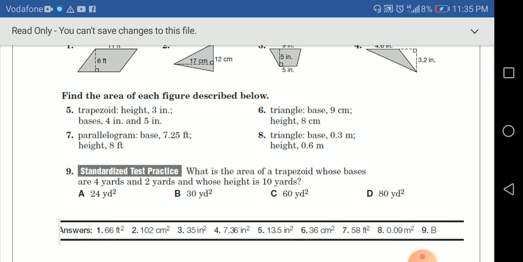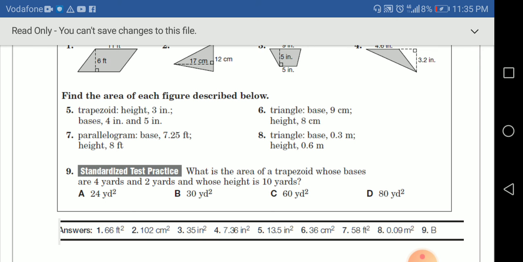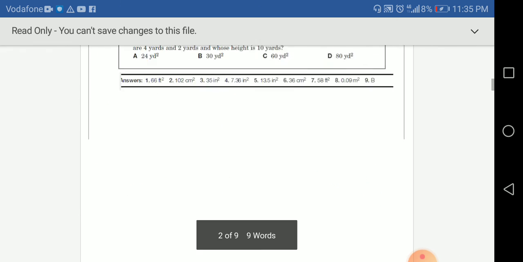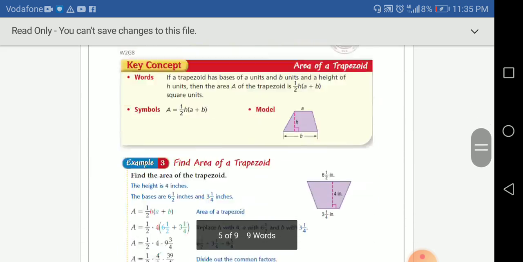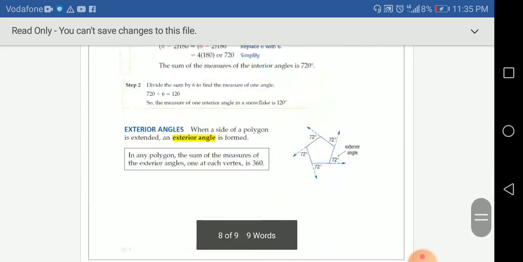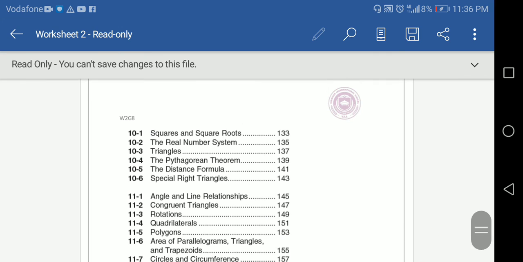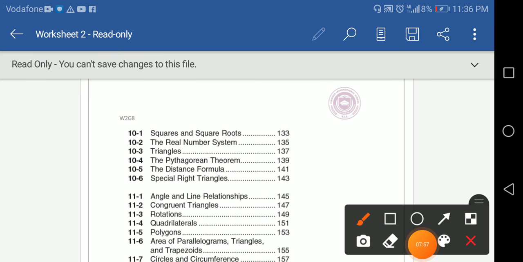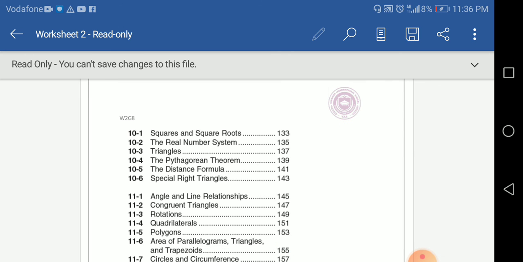Okay, guys, so I think it's an easy lesson. Please do this practice again. And I wrote for you this one, guys. Don't forget, in the end of the worksheets, let me show you your practice book. So you got the areas of parallelograms, triangles, and trapezoids. Page 155 is homework. Page 155 is the homework for this lesson.